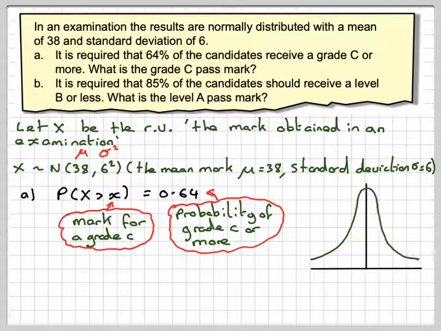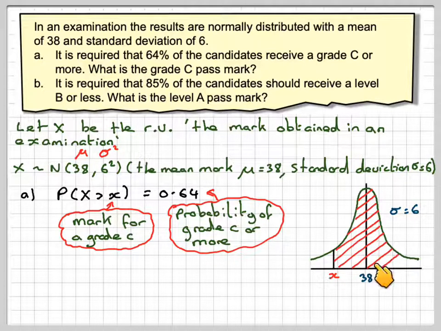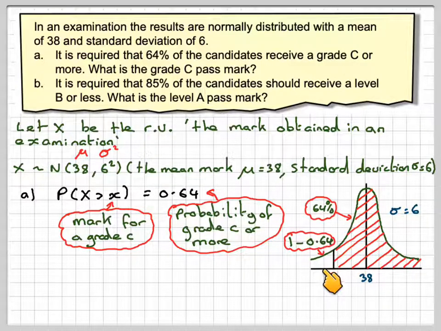If we draw a diagram, then this is 38 and sigma is equal to 6. This is my value of x because I want more than x, and this has to be 0.64. The thing about the normal curve is that it is symmetrical. So the area under this bit is 0.5, so this here would have to be 0.14, and this here would be 0.36. So this is how the curve works. The x would have to go on this side of the mean, and it's quite important to work that out. So the area that we want is the shaded bit here, and the shaded area represents 64%, and this area here represents 1 minus 0.64, which is 36.